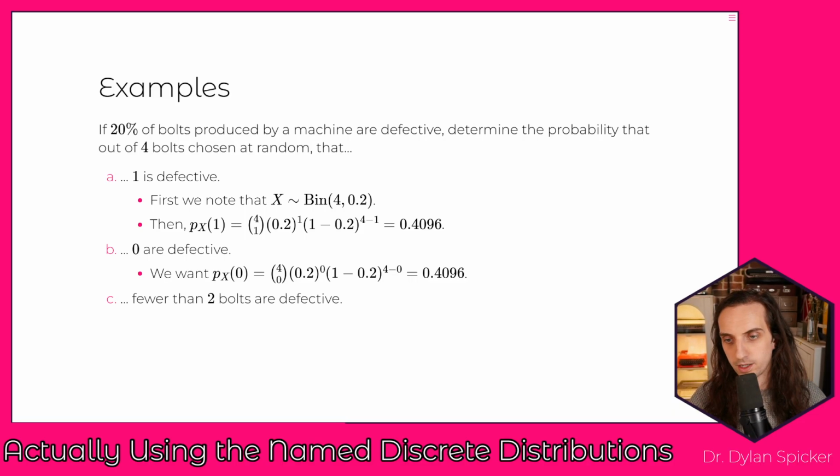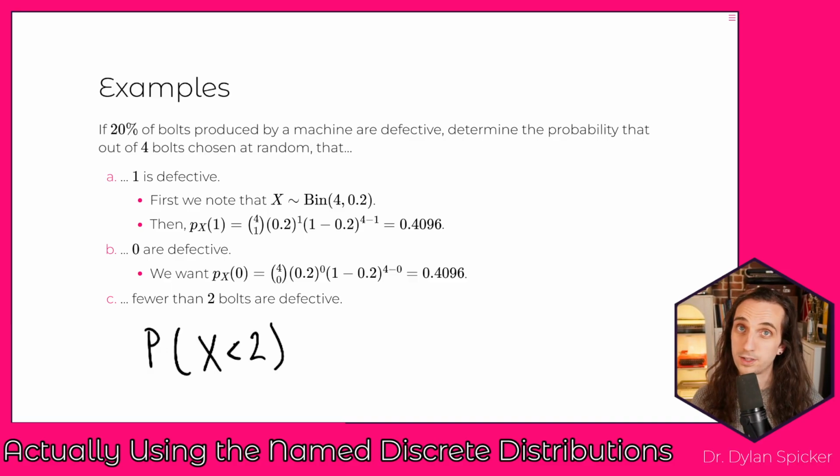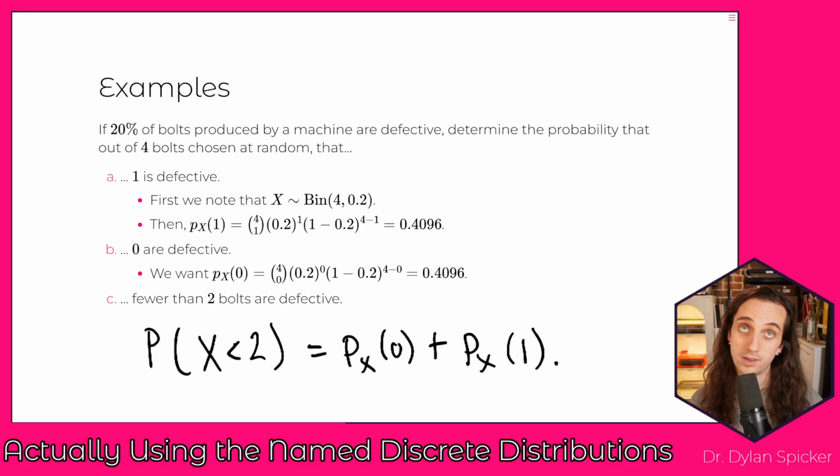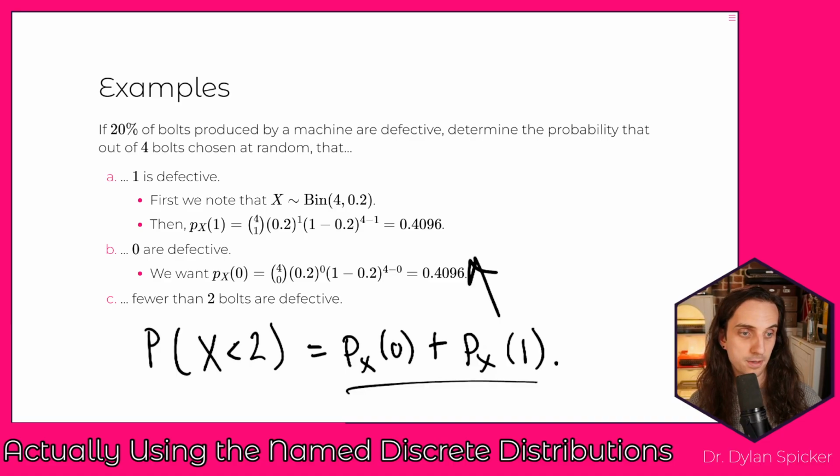So then, what if we want to know, what's the probability that fewer than 2 bolts are defective? Again here, we want the probability that X is less than 2. If we think about the possible ways that can happen, it can happen if X is 0, or if X is 1. Because these are disjoint events, we can simply add them up. It's the union of these two events. All of our rules from probability are still applying. The nice part is that we've worked out these probabilities above.